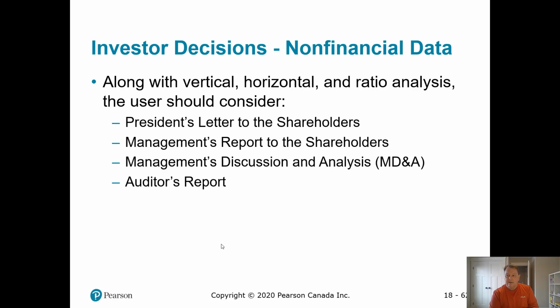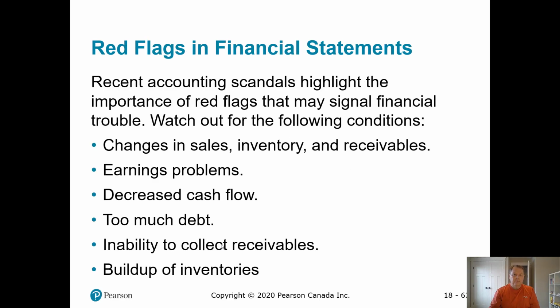We often see this stuff in annual reports, sort of the once a year that the company says, here's everything that's happened in the last year and where we're planning on going. It's really good information. But here's some red flags for sure that you should look at. Any changes in sales, inventory, receivables, sure. All these things, earning problems, on and on and on. They're all excellent things to look at.